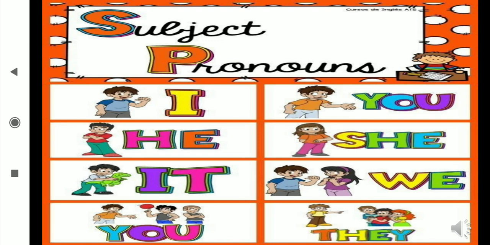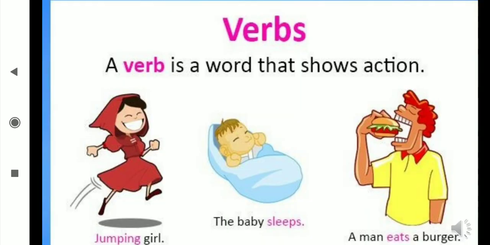Here are just a few examples. Those examples are I, you, he, she, it, we, you, they. All these examples we are using instead of nouns, and these are called pronouns. Very good, students. Now we'll discuss the next part of speech, that is the verb. What is a verb?